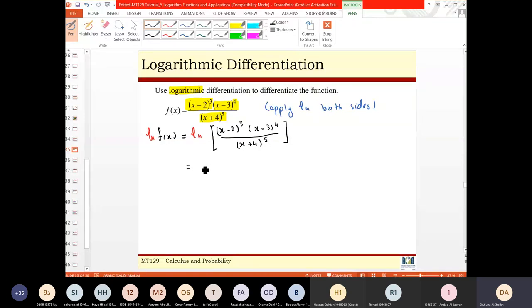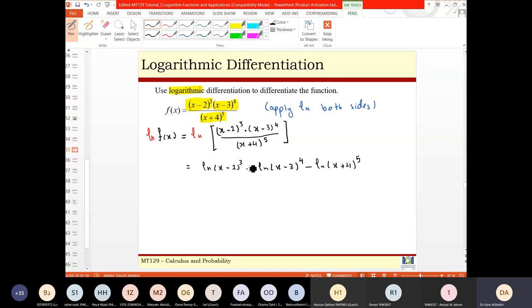So the right hand side is going to be what? Here we have multiplication and here we have division. So I'm going to cut it into plus and minus. This will be ln of x minus 2 to the power 3 plus now the ln of x minus 3 to a power 4 minus ln of x plus 4 to the power 5. Is that correct? Is that right or not? I made it plus and I made it minus.